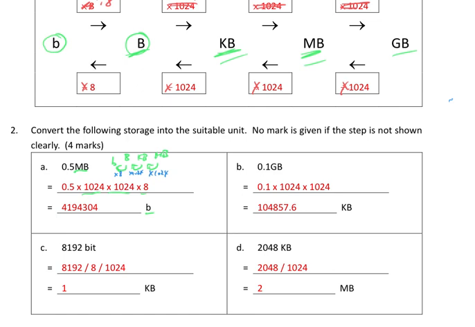And then for the rest, it will do the similar things. Okay, gigabyte, first change to megabyte, and then to kilobyte. So we will multiply it by 1024 for 2 times.